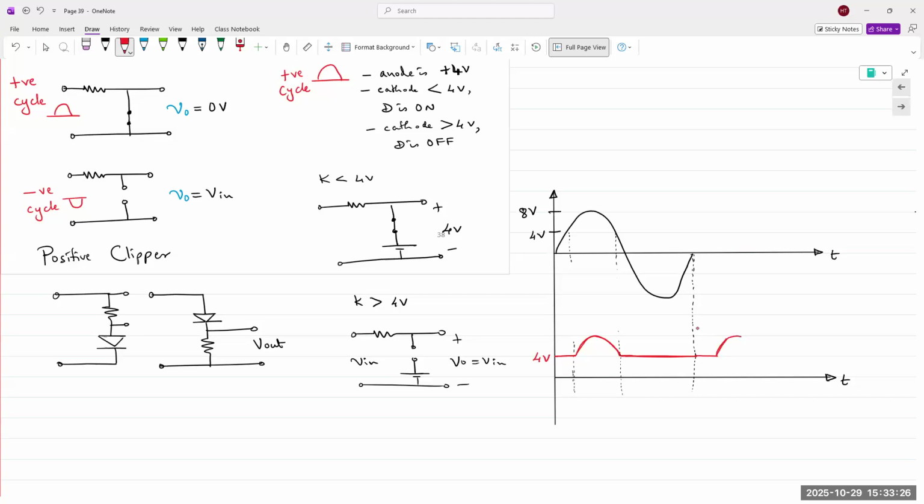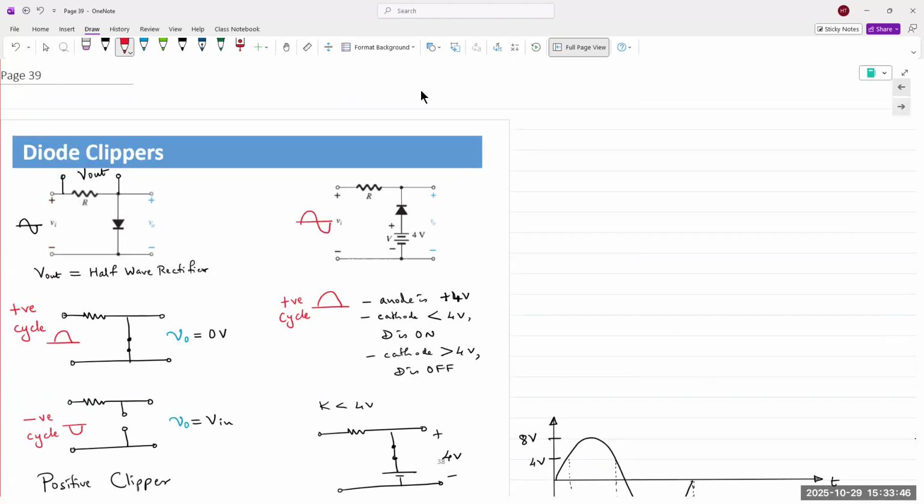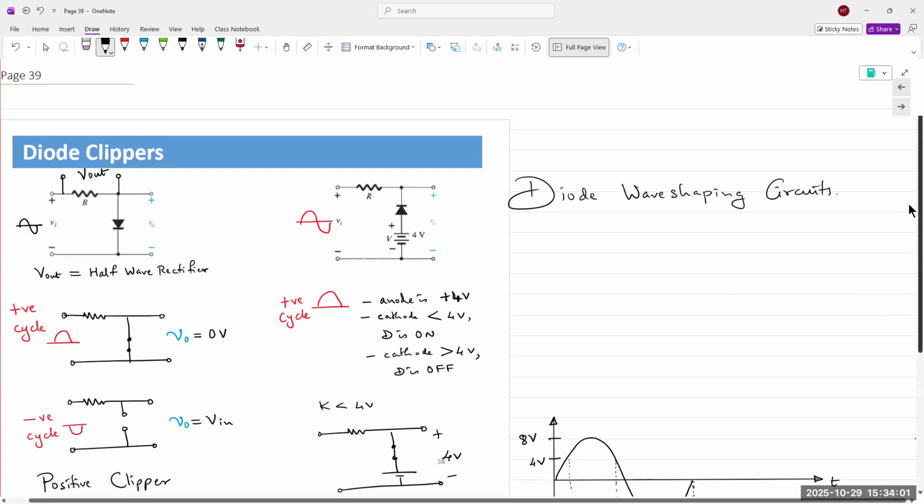So not quite a clipper, not quite a clamper. These kinds of circuits collectively are known as diode wave shaping circuits. Okay, so these are known as wave shaping circuits.